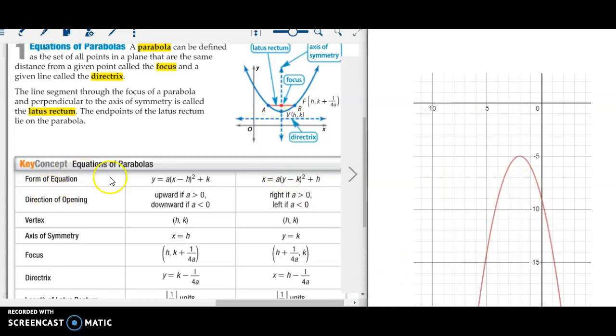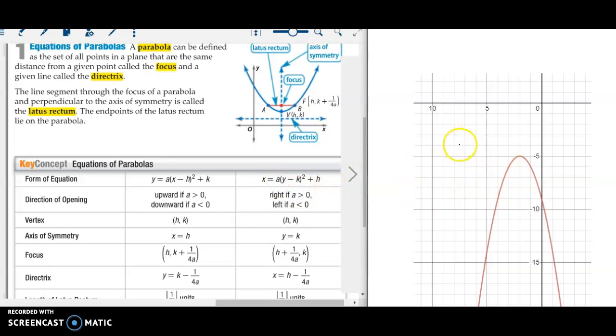Now it is still going to have a vertex at H and K and an axis of symmetry. What's going to be new today is the focus and the directrix, although we're not actually going to probably talk about those too much. We're just going to do a very introductory look at conic parabolas. So the big thing I want you to notice is this formula over here where it has the x equals. This is where it looks left or right, where the parabola will go sideways.